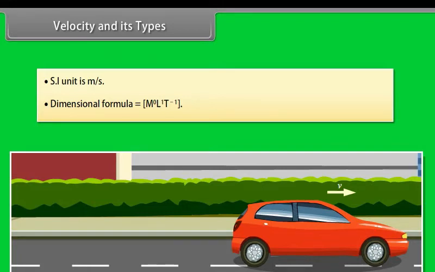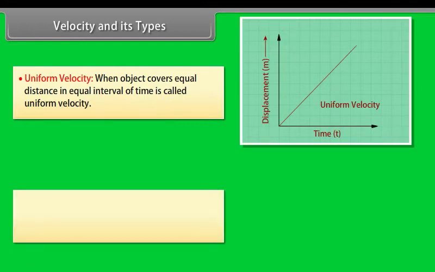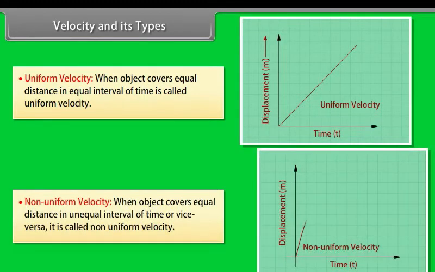Uniform velocity. When the object covers equal distances in equal intervals of time, it is called uniform velocity. Non-uniform velocity. When the object covers equal distances in unequal intervals of time or vice versa, it is called non-uniform velocity.